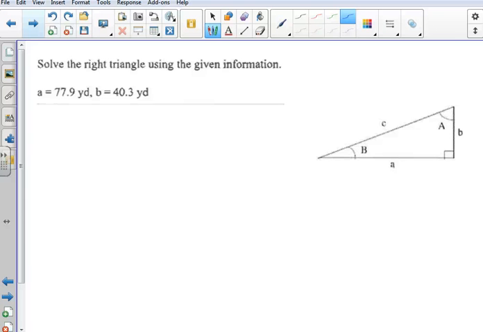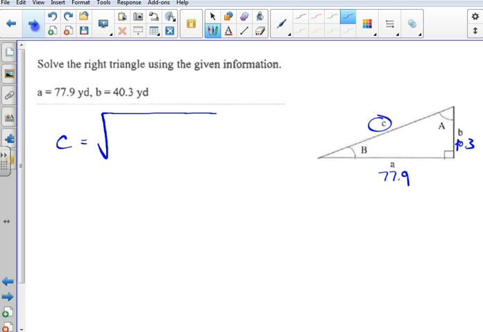But here I have 77.9 and 40.3. I don't know C, and I don't know either angle. Okay, so we can attack C first. That's the hypotenuse. So we can use the Pythagorean theorem in this case to start with.